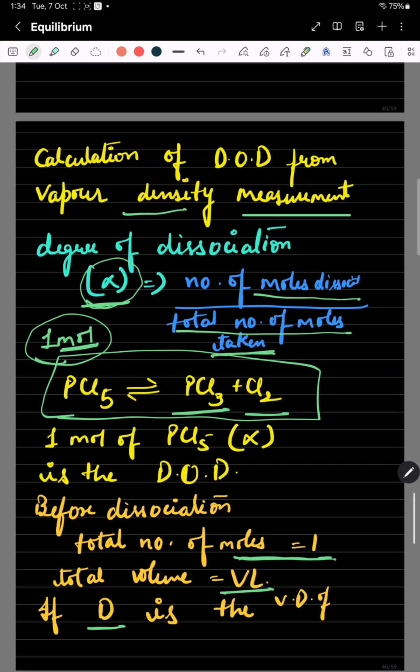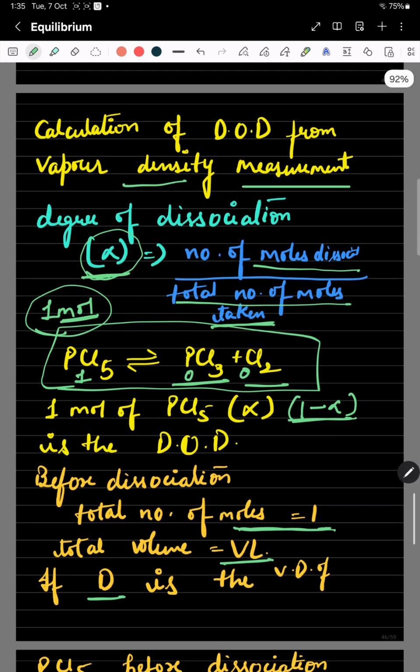Let's understand. Before dissociation, 1 mole of PCl5 is there. Products moles are 0. Suppose alpha moles are dissociated. So at equilibrium, how many moles are present of PCl5? From 1 mole, alpha moles have been dissociated, converted into PCl3 and Cl2. So the moles of PCl5 at equilibrium will be 1 minus alpha.